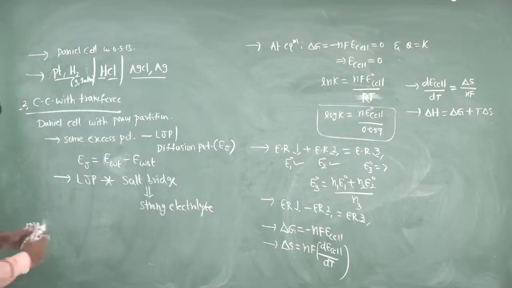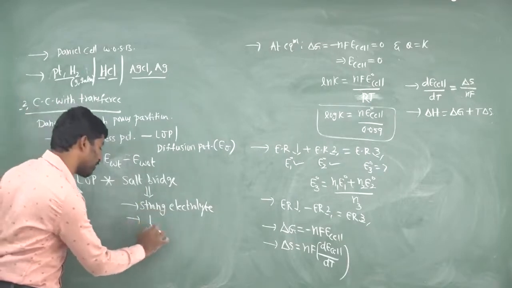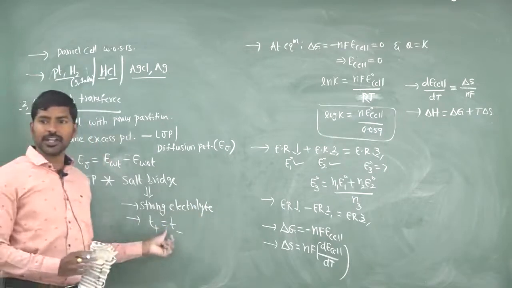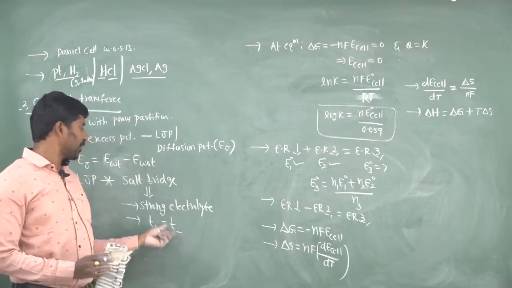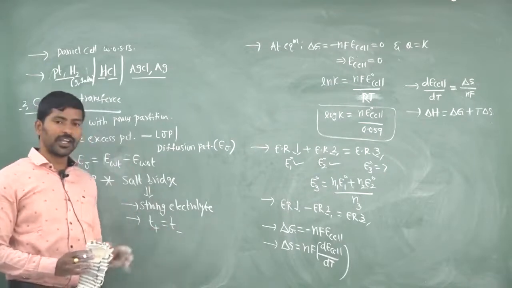Next, the conditions: one is a strong electrolyte. What about the transport numbers of cation and anion? The transport numbers of cation and anion are almost the same. Then only is the liquid junction potential 0.